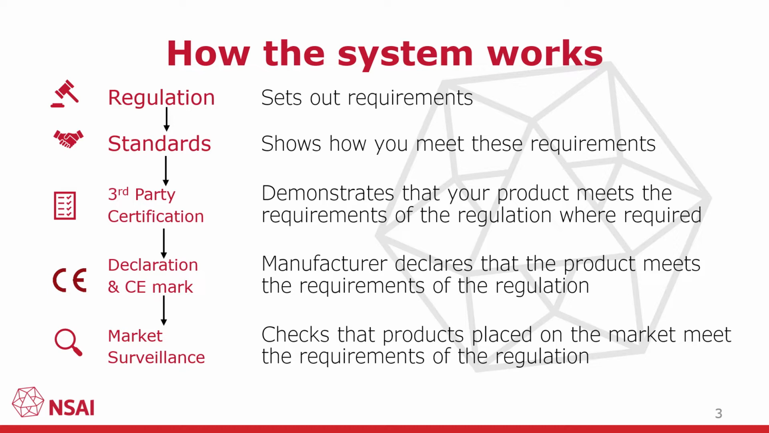Fourthly, you make a legal declaration, the Declaration of Conformity, that the product meets the requirements of the regulation, and you can then CE mark the product. The CE mark is a visual confirmation for retailers, customers, and regulatory authorities that the product has been placed legally on the market. And finally, market surveillance is carried out to remove substandard products from the market, keep the customers safe, and protect manufacturers who abide by the rules.